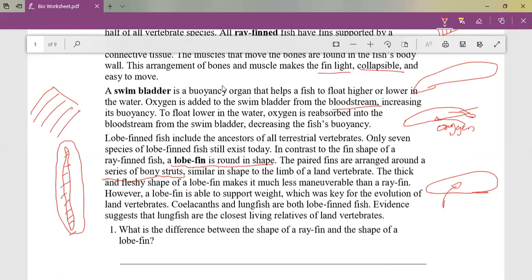The lobe fin is actually less maneuverable because of its weight. It doesn't move easily. However, the lobe fin is a good support of weight.